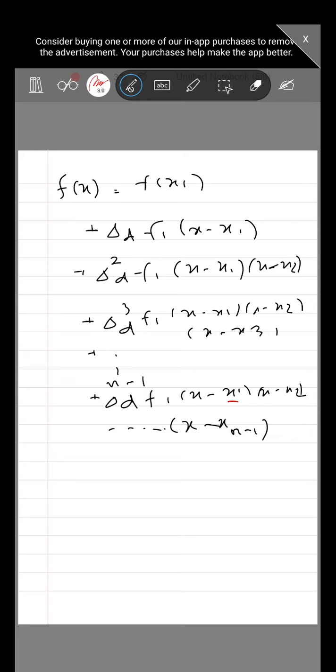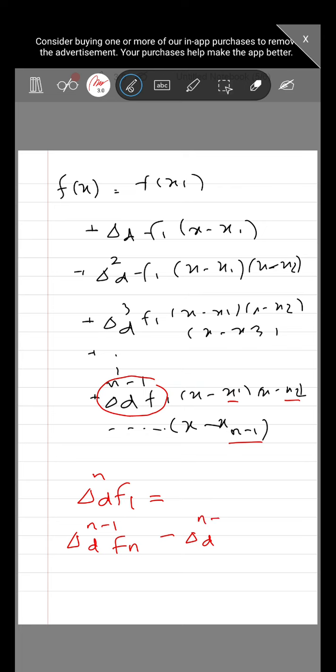So it is x1, x2 and x n minus 1 for delta d n minus 1 f1. And this term delta d n f1 is simply equal to delta d n minus 1 fn minus delta d n minus 1 f n minus 1 divided by xn minus x1.